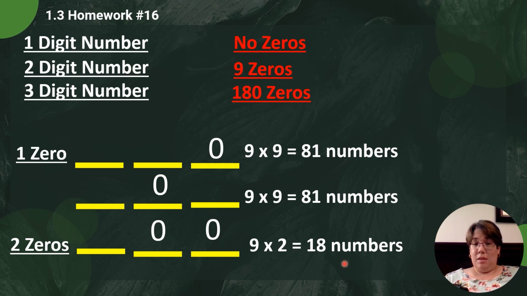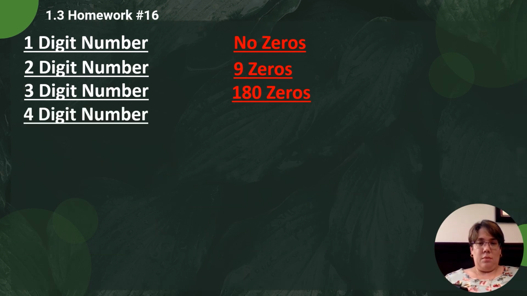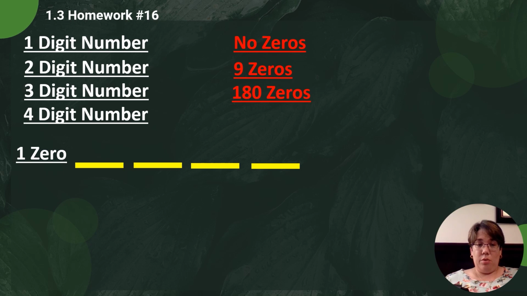Okay? So for 3-digit numbers, I have 81 plus 81 plus 18, which gave me 180 zeros. Okay? All right, so that's the 3-digit numbers. Now that gets me up to 3 digits, but I'm not quite there yet. So far I've gotten my total for my 3-digit numbers, and now I'm up to my 4-digit numbers.